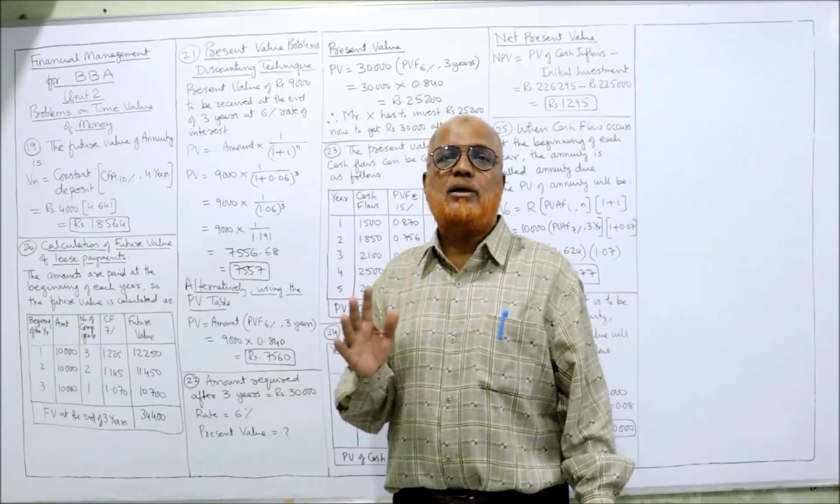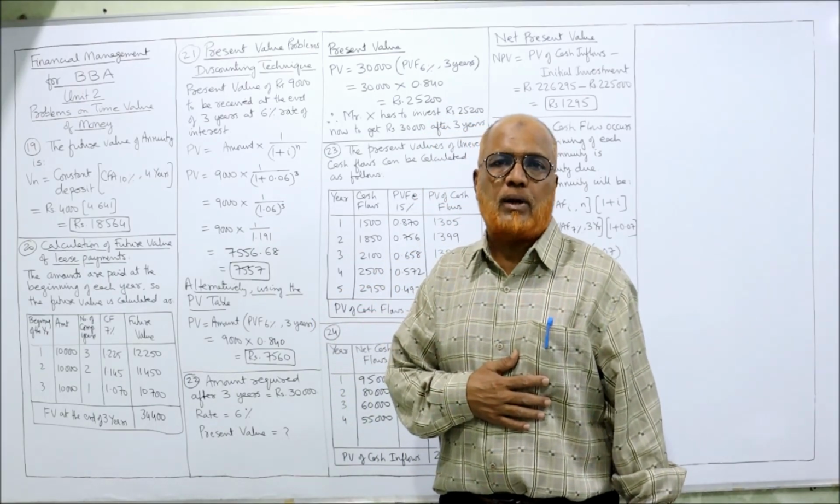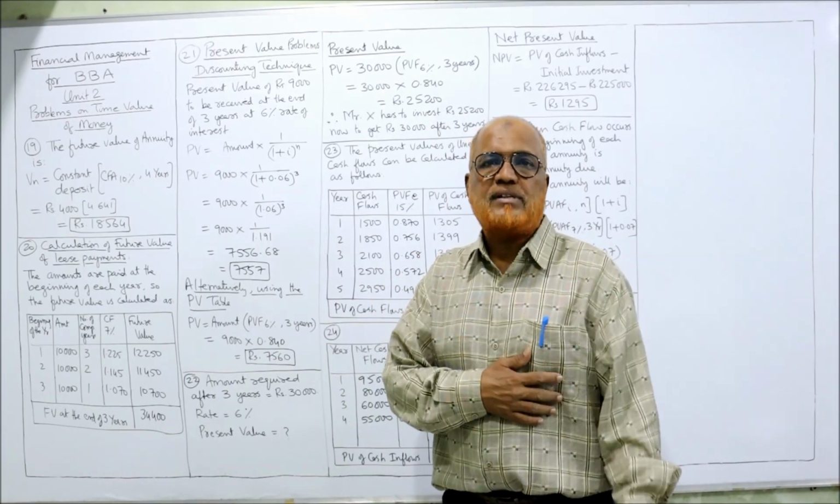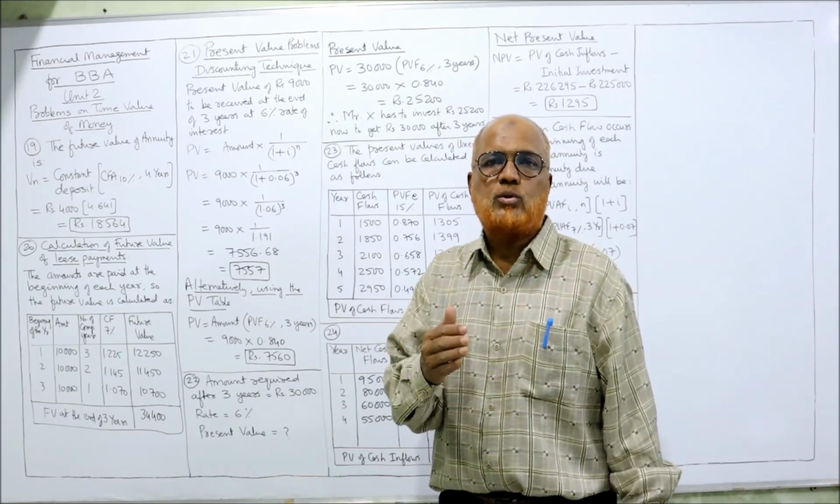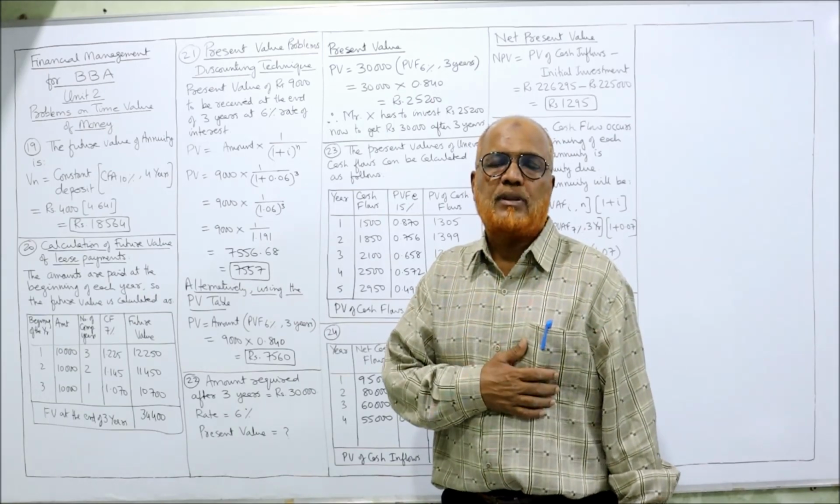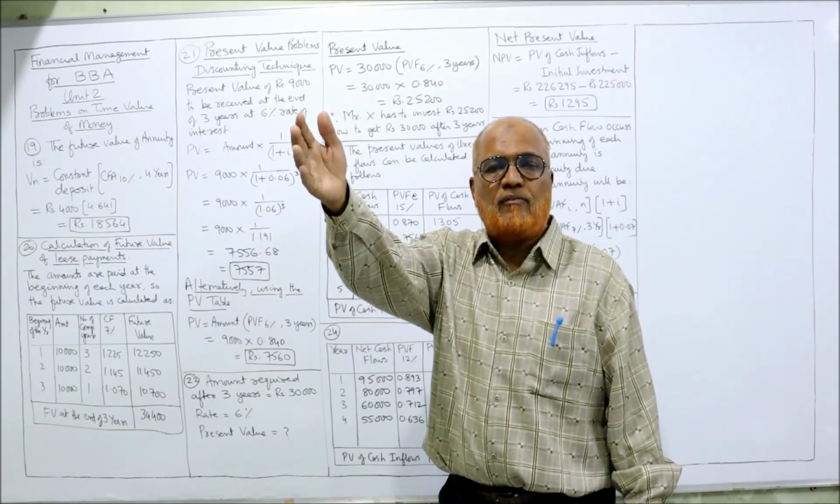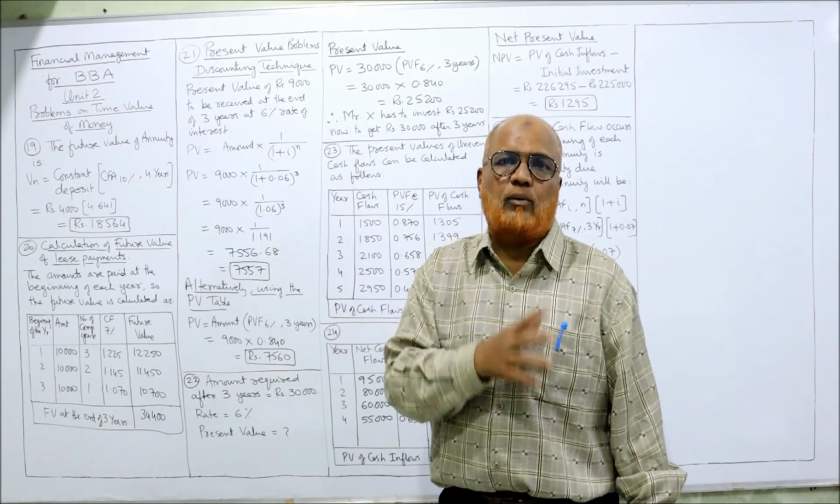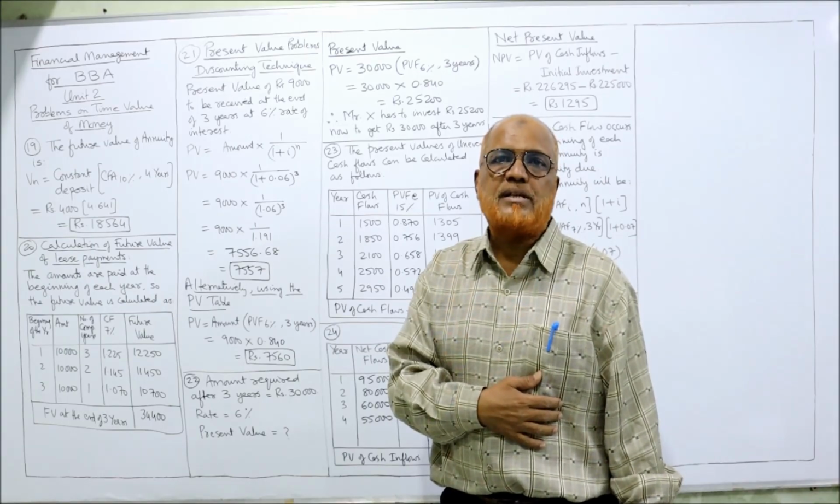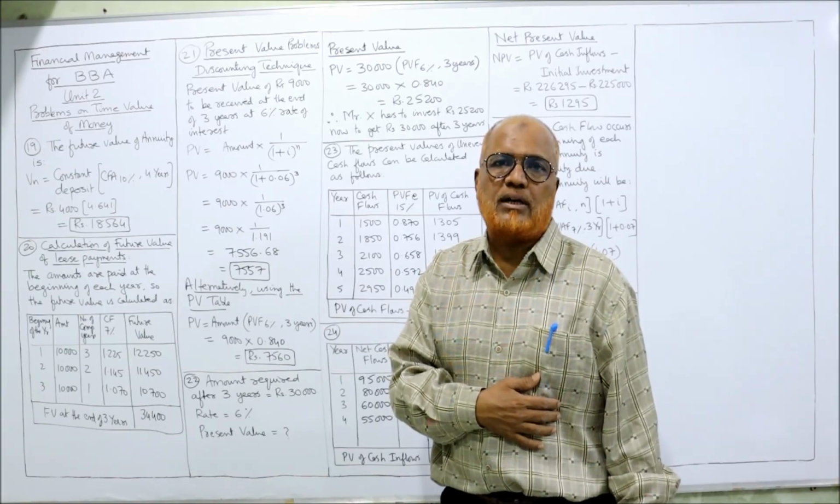So up to 20 problems we have seen compounding. Now from the 21st problem we are going to solve on present value. This is called discounting. That means bringing the future values into current value. This is called present value technique or discounting technique.